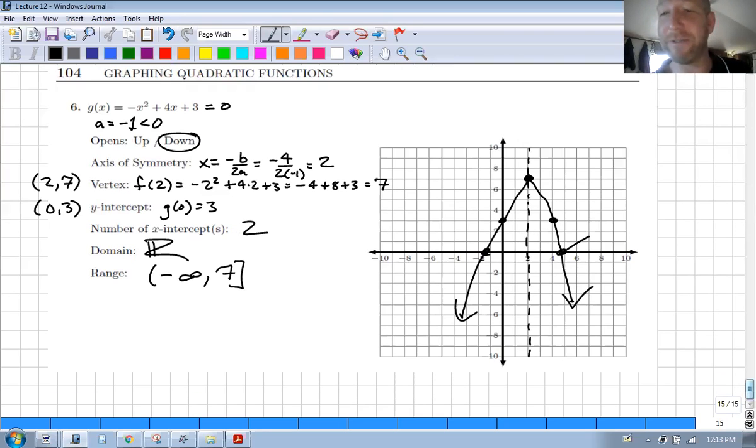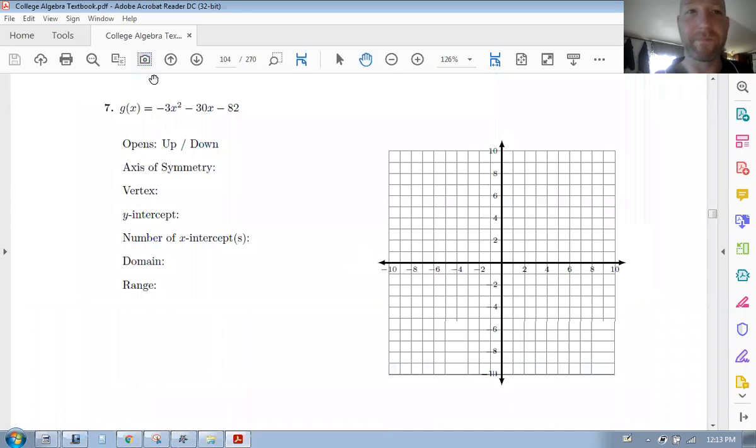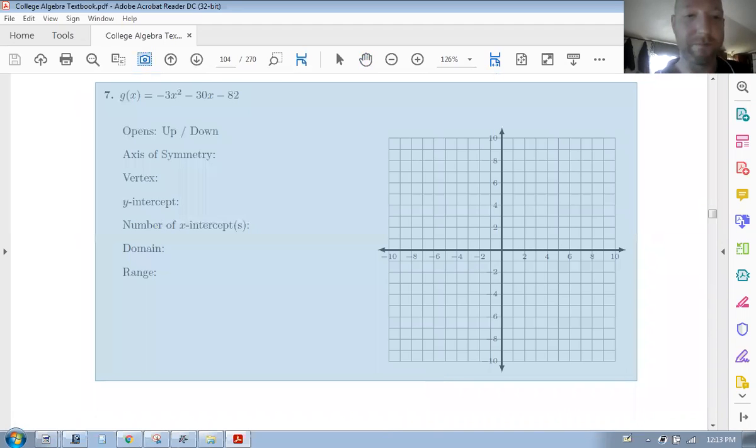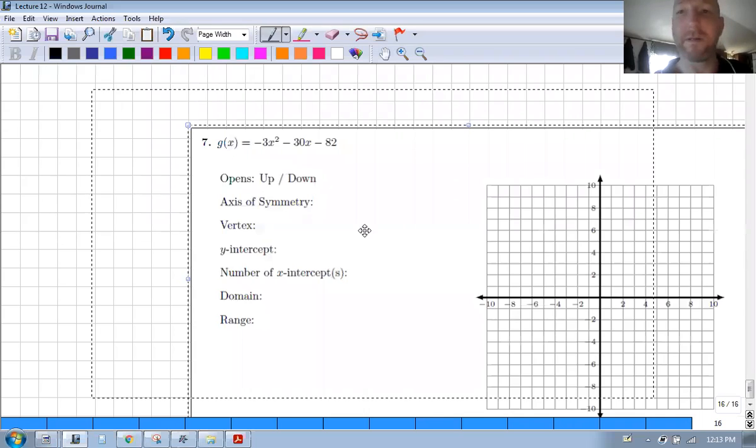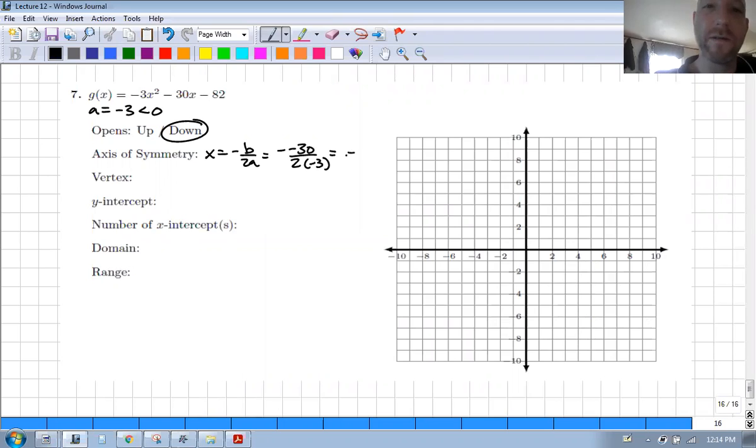Let's do another one. Okay, our a here is -3, which is negative, so it opens downward. Our axis of symmetry is at -b/2a. So we have -30 over 2 times -3. So 30/6 would be 5. So at -5, here's our axis of symmetry.